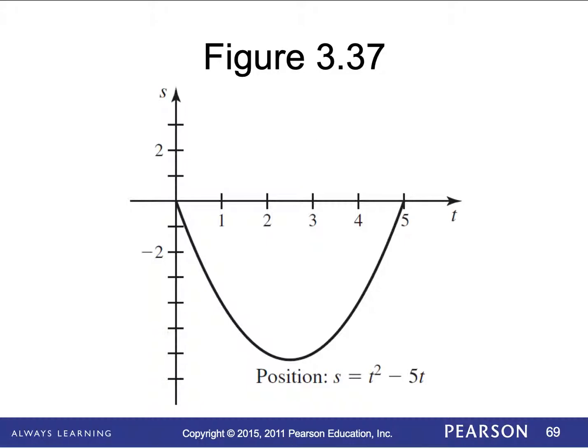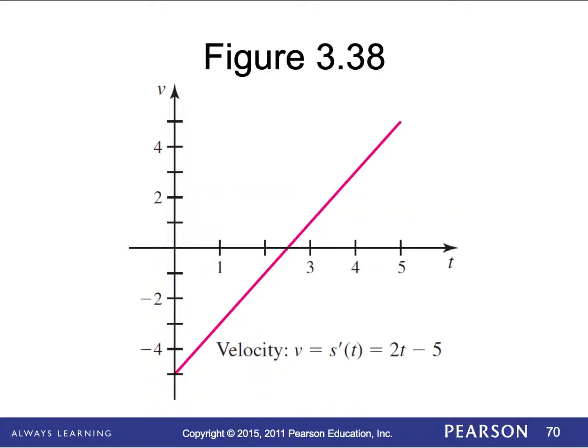So here's a position function, and it's t squared minus 5t. My velocity function would be 2t minus 5. My acceleration function would be 2. And then I can use my graph to verify things. My velocity here at this point is going to be 0. So I'm traveling and I'm changing direction here because I'm decreasing and increasing. So I'm having this change happen.